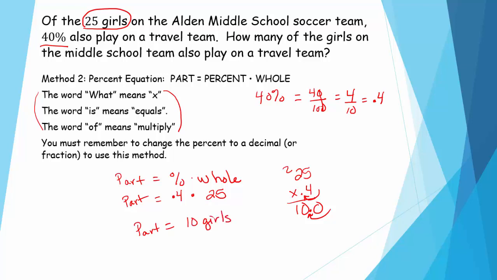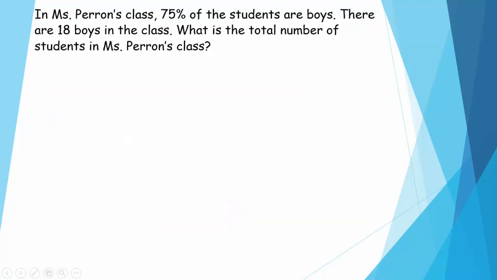So you could use your tape diagram or you could use the percent equation, which we are going to be using as 7th graders. You can back it up with a tape diagram, but I need you to also be able to handle using the percent equation. Let's take a look at the second problem. In Miss Perron's class, 75% of the students are boys. There's 18 boys in the class. What is the total number of students in the class?